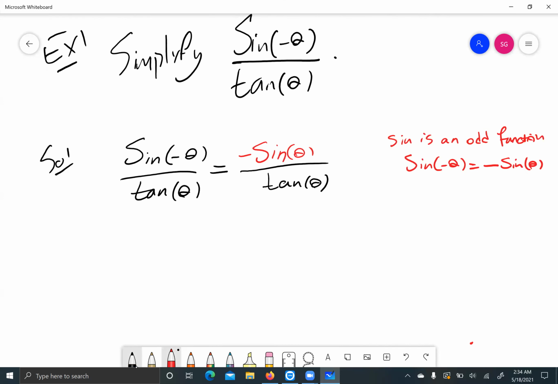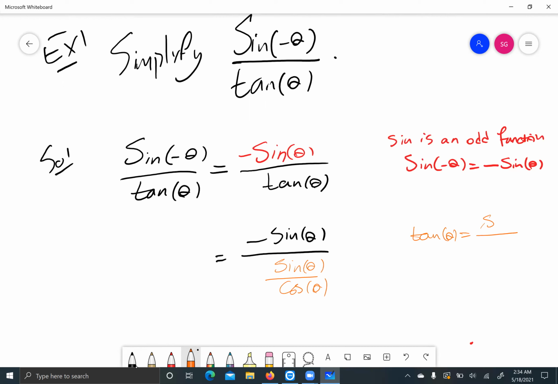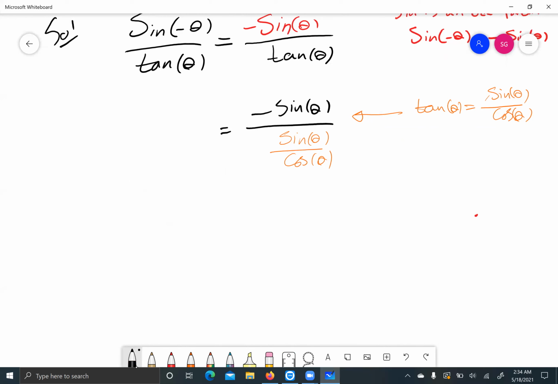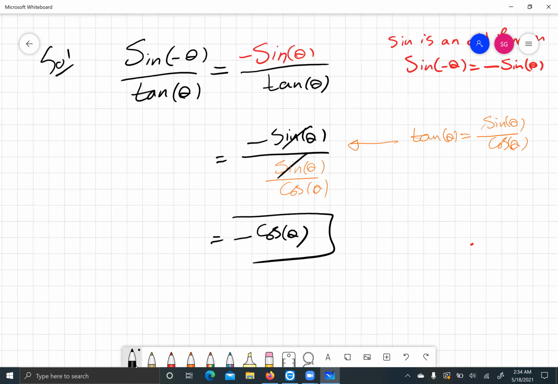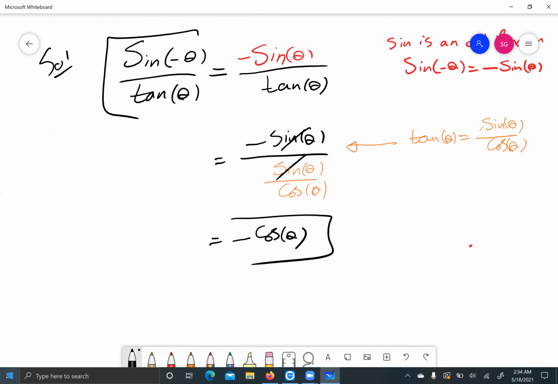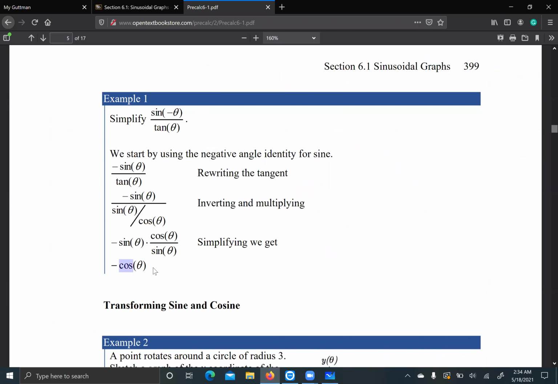What else can we do here to simplify? Tangent, now we can simplify tangent. Tangent can be written as sine over cosine, right? Because we know that tangent of theta is the division of sine and cosine. So I'm going to replace tangent by sine and cosine. Now we are ready to simplify, because here you can cross this by this, and then if you simplify, you get negative cosine of theta. That's it. So we simplified this trig expression into negative cosine of theta.